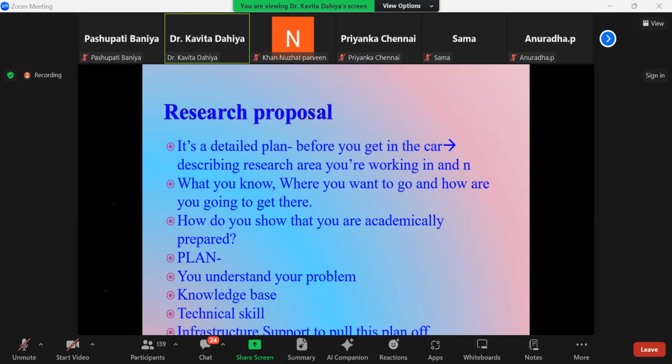Means what is your research proposal exactly, what is the research methodology that you are going to adopt to complete that research. How do you show that you are academically prepared? The research proposal represents you, that okay, all the parameters, suppose research methodology, hypothesis, objectives, your analysis, analytical tools, are representing that you are academically prepared to work with that problem or to work with that research proposal.